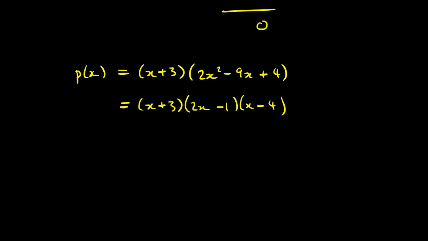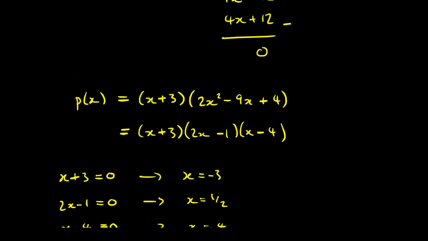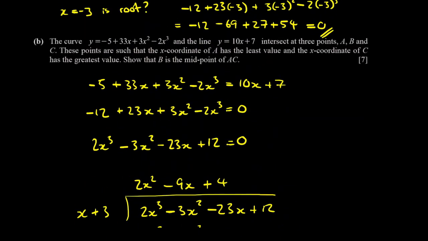Okay, what does this mean? The solutions to this polynomial are when this whole thing is equal to 0. So we've then got roots. We get roots by saying x plus 3 is equal to 0, or 2x minus 1 is equal to 0, or x minus 4 is equal to 0, which means our roots are x is equal to negative 3, x is equal to positive 1/2, and x is equal to 4. So those are the three x coordinates of our intersections. Let's just go back and read the question.